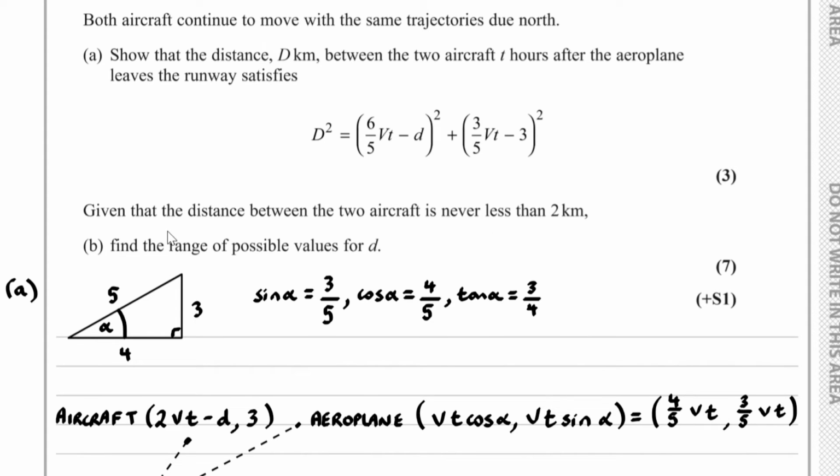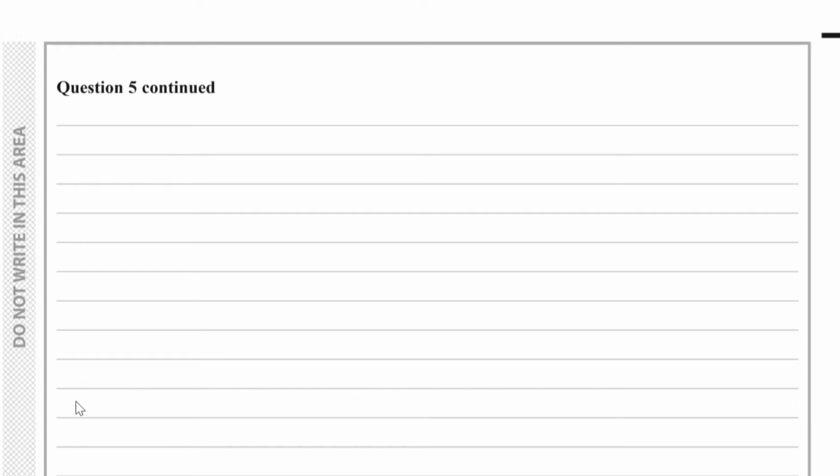Now for part B, given that the distance between the two aircraft is never less than 2 kilometers, we have to find the range of possible values for D. What we can say from here is that D, the distance between them, is never less than 2. So D must be greater or equal to 2, which would imply that D squared is greater or equal to 4.